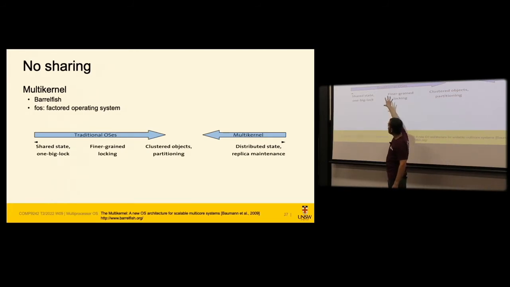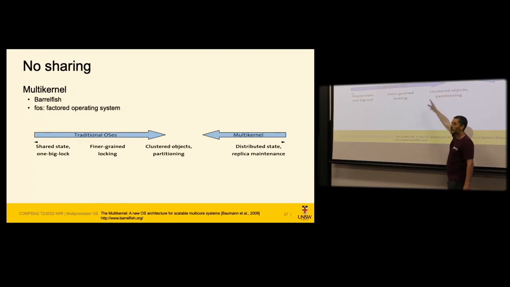And the amount of sharing in a system is a spectrum where on the one hand you have a lot of shared state, you've got a big kernel lock and stuff like that. And as you move down, you've got finer grained locking, you get clustered objects and partitioning, you've got all these approaches to remove sharing. But at the very other end of the spectrum, you essentially have no sharing.